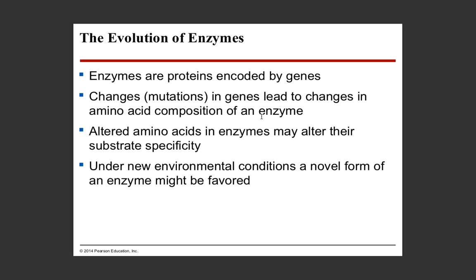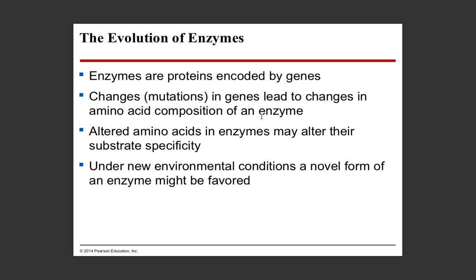Okay, so changes and mutations in our genes lead to changes in amino acid composition of our enzymes. And if we have altered amino acids in our enzymes, it can alter the substrate specificity, which means that maybe the substrate doesn't bind correctly to the enzyme anymore. Maybe it catalyzes a different reaction. So under new environmental conditions, a new enzyme might be more favorable.